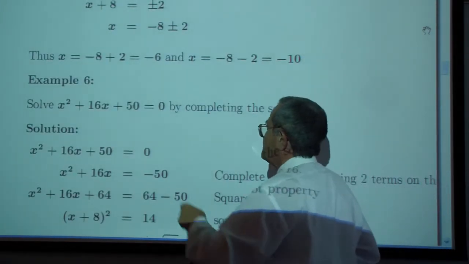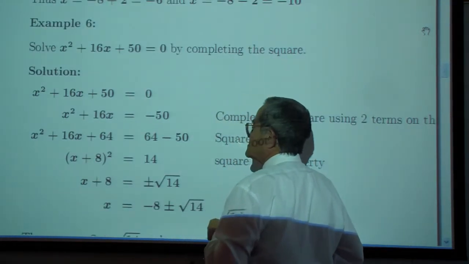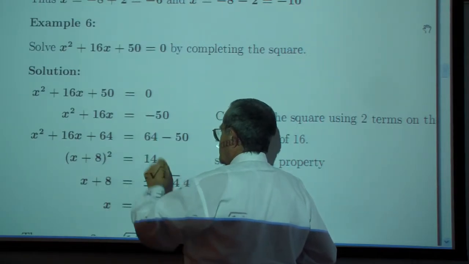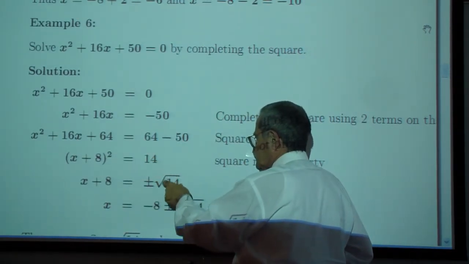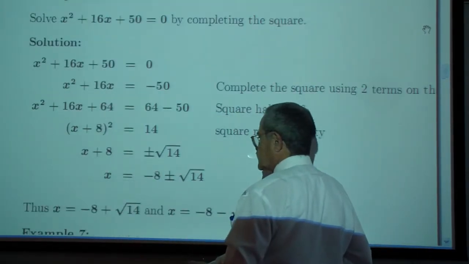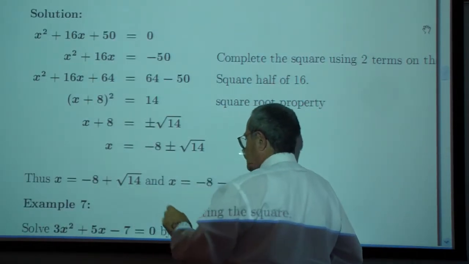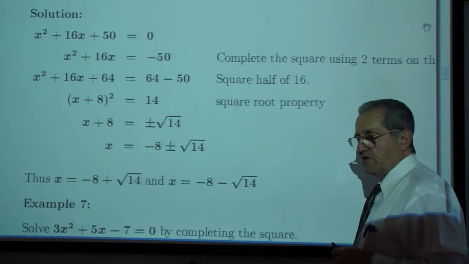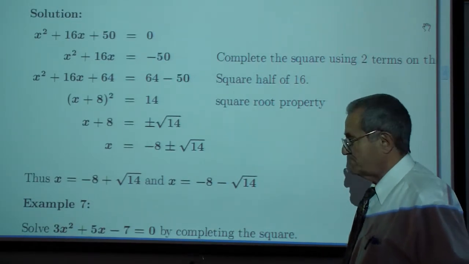Down here again, park the 50. Subtract 50 from both sides. 1/2 of 16 is 8. 8 squared is 64. You come out with 14. The square root of which is square root of 14, plus or minus that after you take the square root. And then subtract 8, which leaves you with negative 8 plus square root of 14, and negative 8 minus square root of 14. Solutions which lead to the quadratic formula.